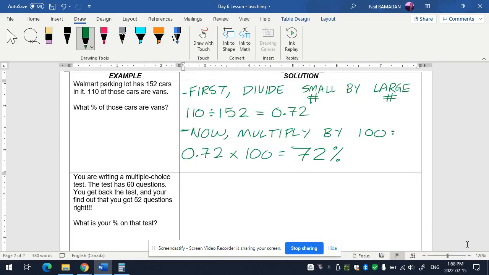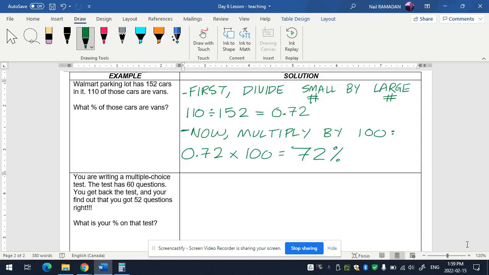Again with the tests. You are writing a multiple choice test. It's still the same test of 60 questions, but this time you didn't just get 45 right, you get 52. So not bad. My question is, what would be your mark on this test? Percentage-wise, of course, because everyone wants to know how much they did on anything as a percent.